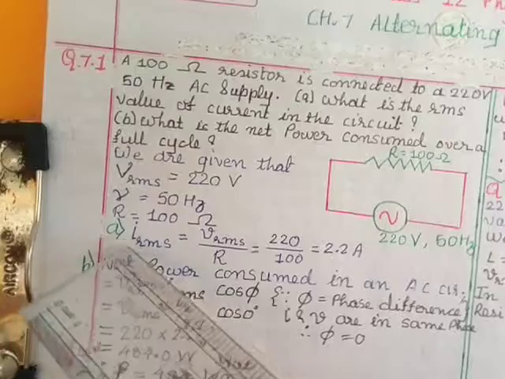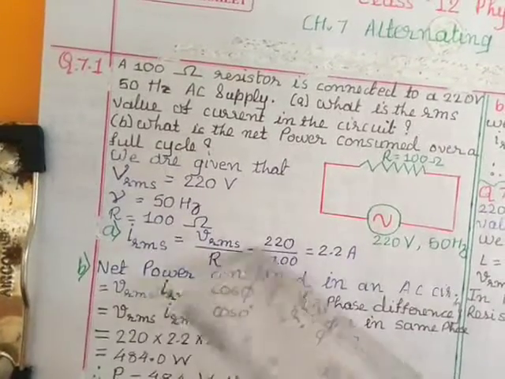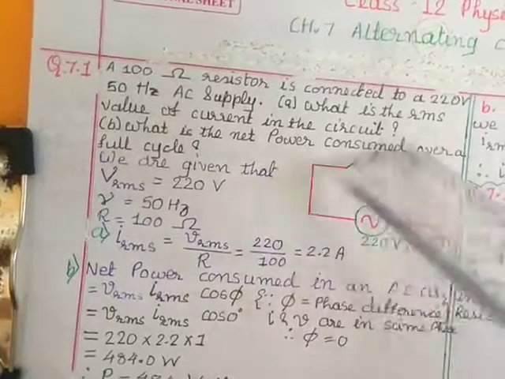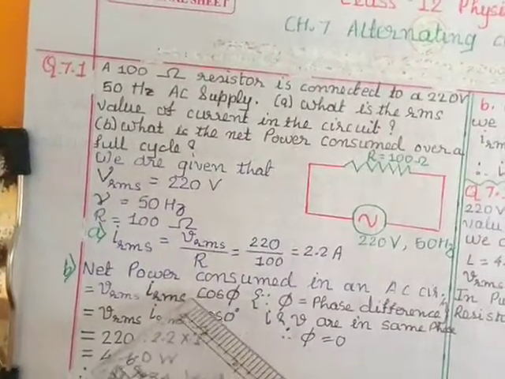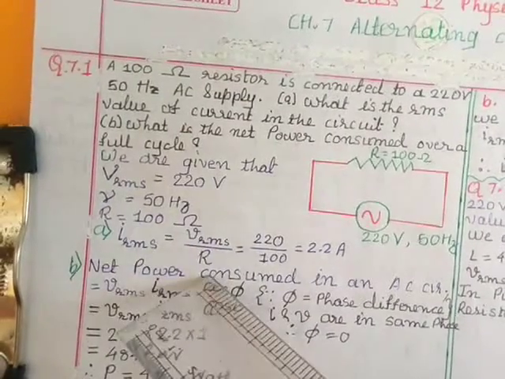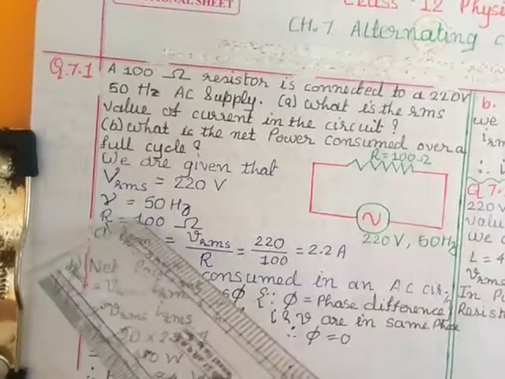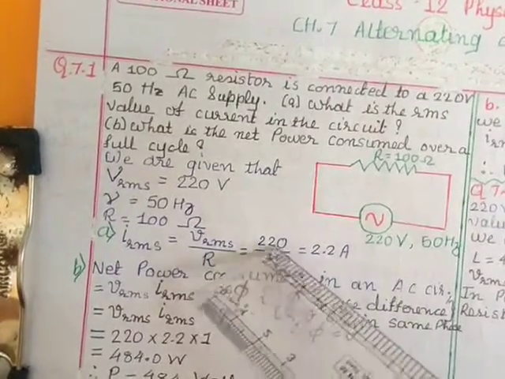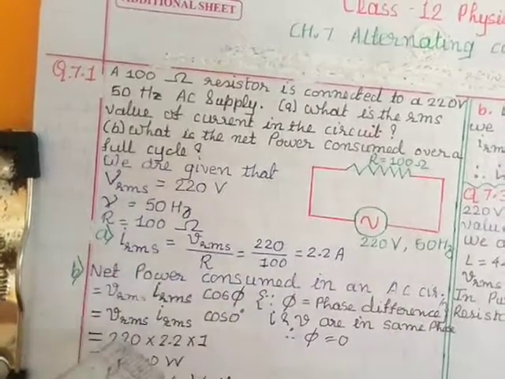So part A is IRMS equal to VRMS by R. We can use this formula because it is a pure resistive circuit. In a pure resistive circuit, current is V by R, just like Ohm's law. Here IRMS is put, so you can write it as VRMS by R. VRMS is given as 220 and resistance is given as 100. Divide, you get 2.2 ampere. So this is the IRMS current.